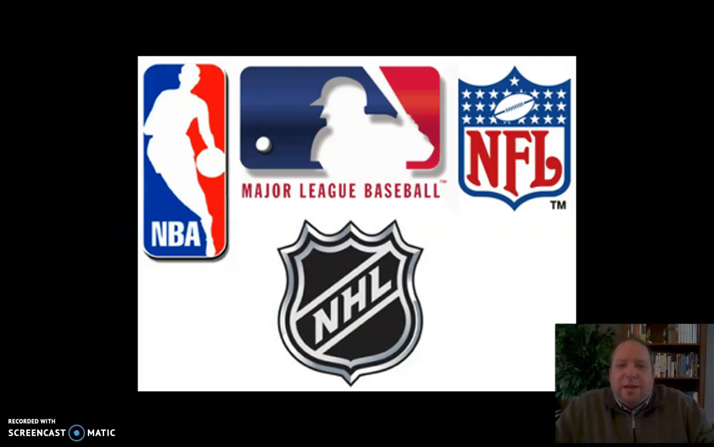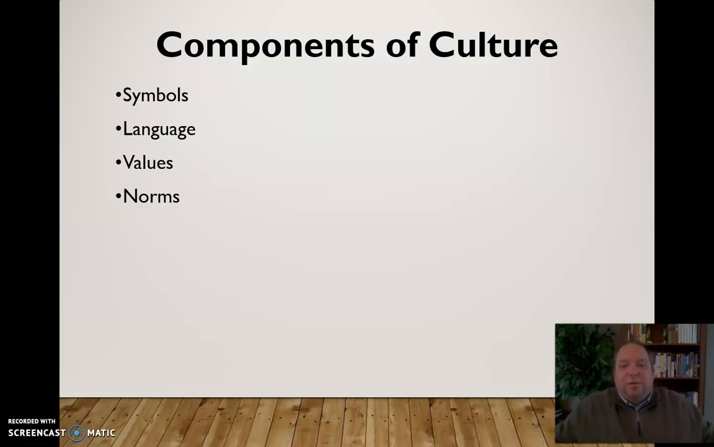The sports that we have here in the United States, again, soccer is the worldwide phenomenon, and it's coming on here in the United States. But really in the U.S., we're basketball, baseball, football, and hockey. Those are the norms here in the United States, and they differ from norms in other parts of the world. That's true of every culture. You're going to have symbols, language, values, and norms represented in any culture that you're a part of.